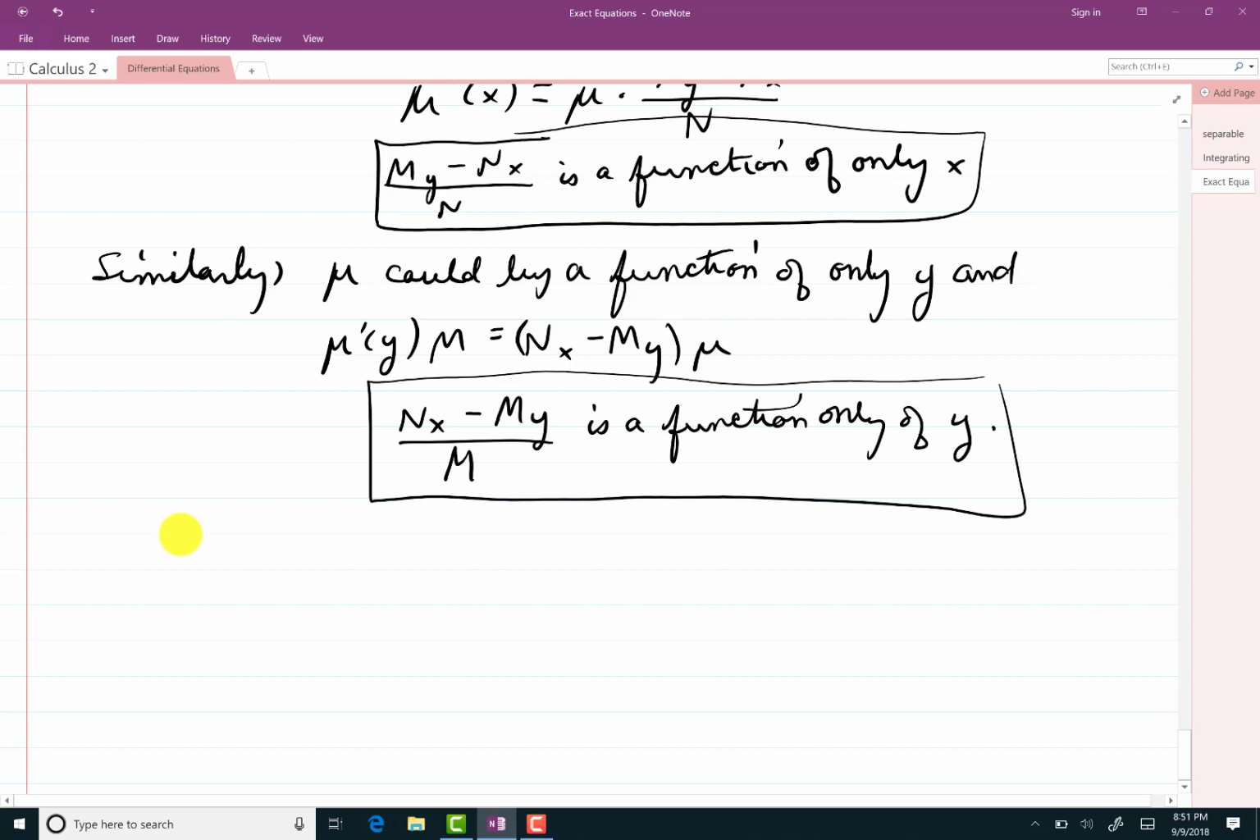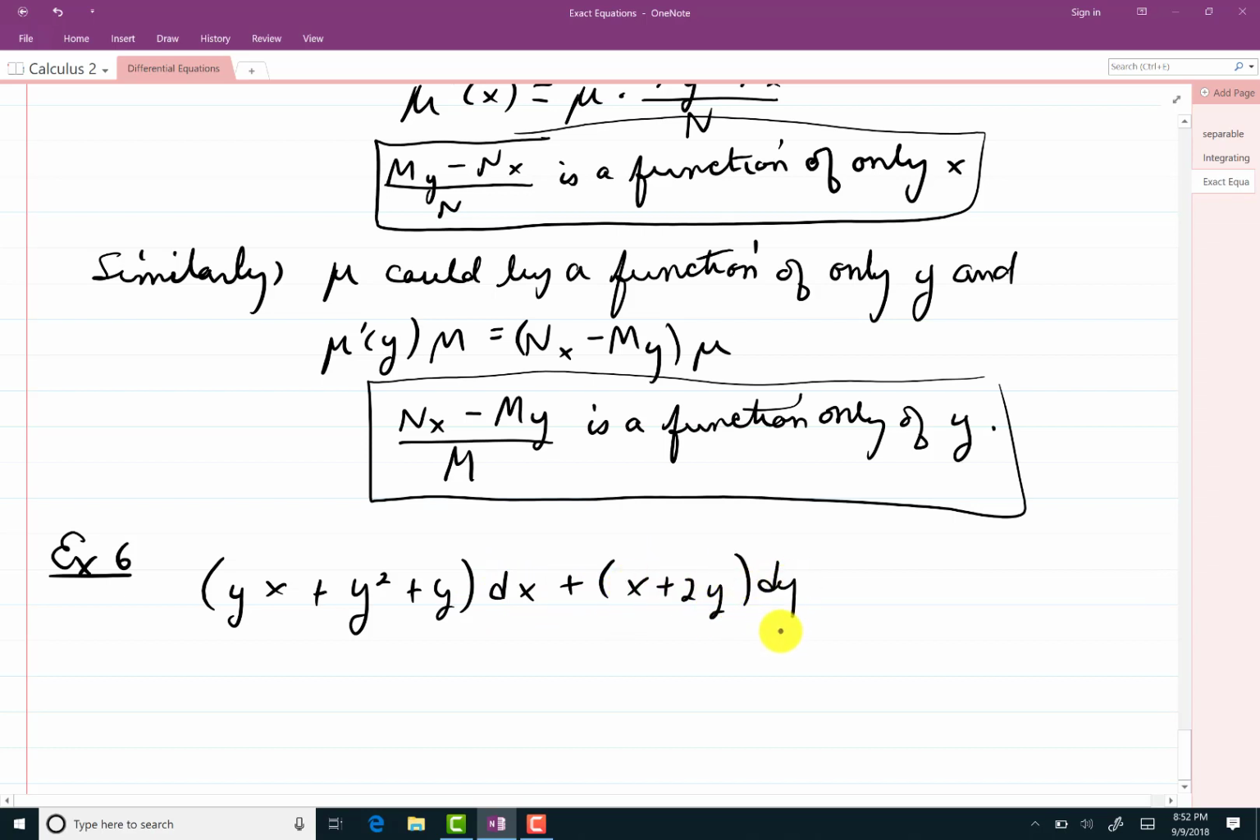I believe this is example 6. I could be wrong. I think I may have lost track somewhere here, but let's say it's example 6. And I go to solve the equation. I have (yx + y squared + y) dx plus (x + 2y) dy equals 0.